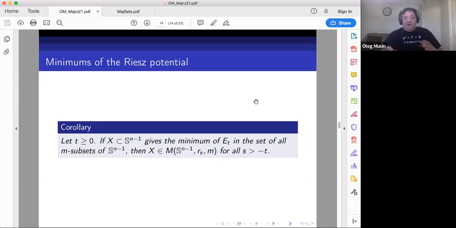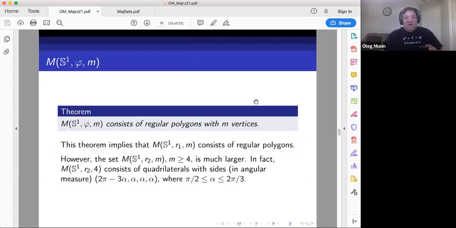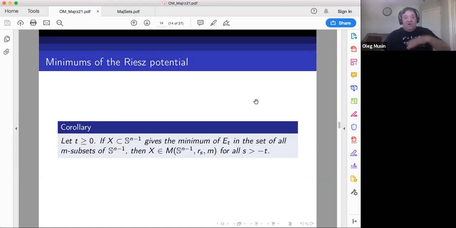So we try to reduce. We can reduce the consideration of minimums to the Riesz potential and other potentials, to find the set of M sets over all s M sets.